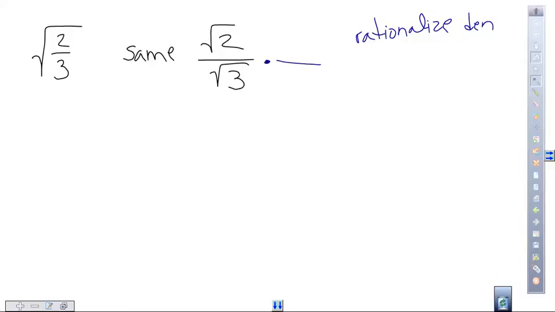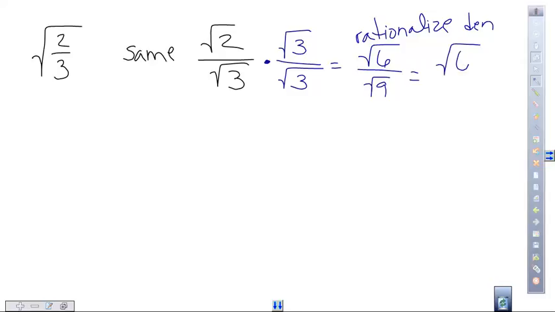So to get rid of the square root of 3 on the bottom, well, I need this to be a perfect square. The easiest way to make something a perfect square is to multiply it times itself. So now I have the square root of 6 over the square root of 9. And what is the square root of 9? 3. And so this would actually be the final divided problem. What gets interesting is when you throw a cube root into that mix.